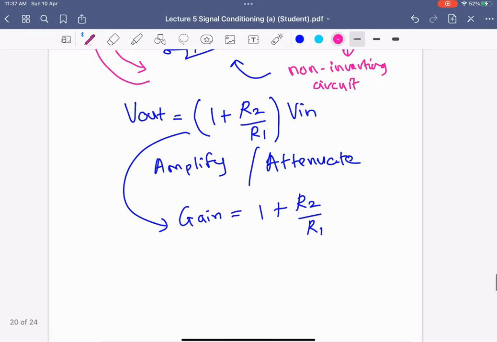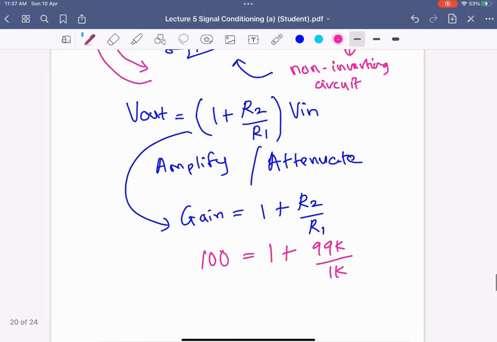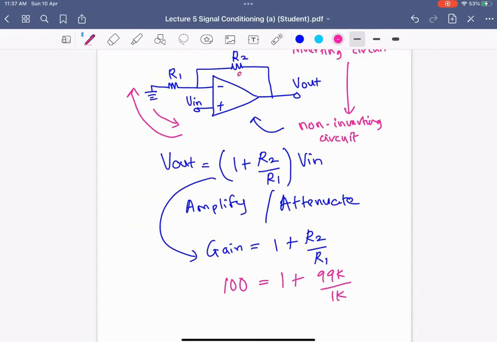If you want the gain to be equal to 100, you need 1 plus 99k divided by 1k. So you need to choose R2 as 99k and R1 as 1k. Okay, that is the concept.